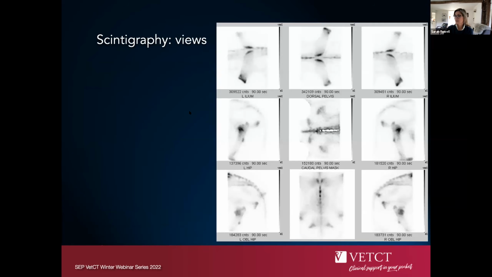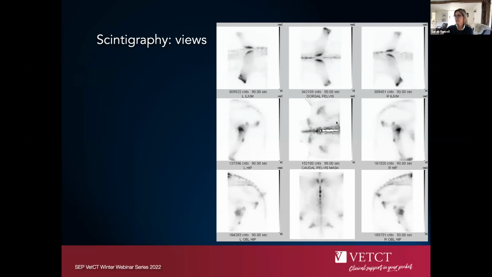So scintigraphic views, it's really important to maximize your chance of detecting something by making sure that you use a complete set of images. So the dorsal pelvis and oblique ilial wing views. Dorsal pelvis primarily for your SIJ regions, while the oblique views are somewhat less useful for sacroiliac joint injuries, but certainly very useful for stress injuries.